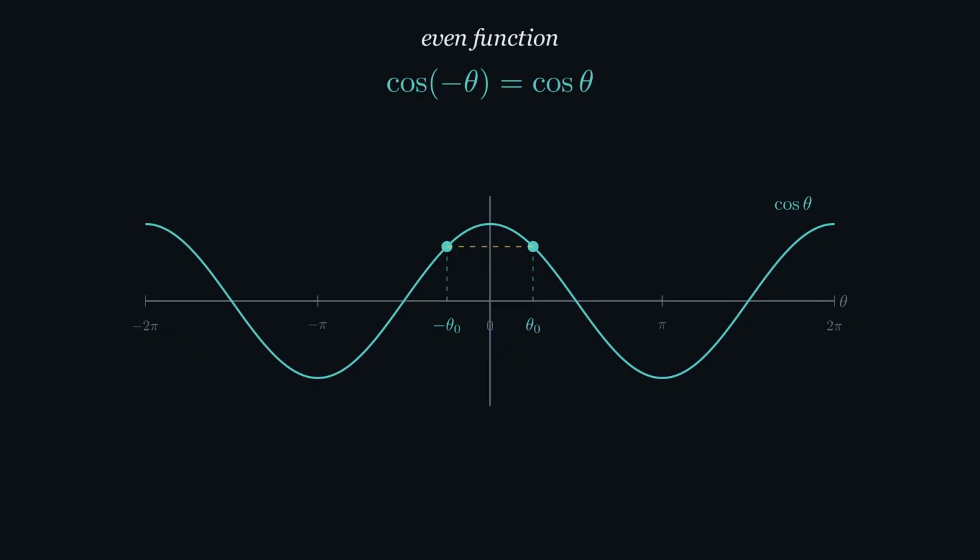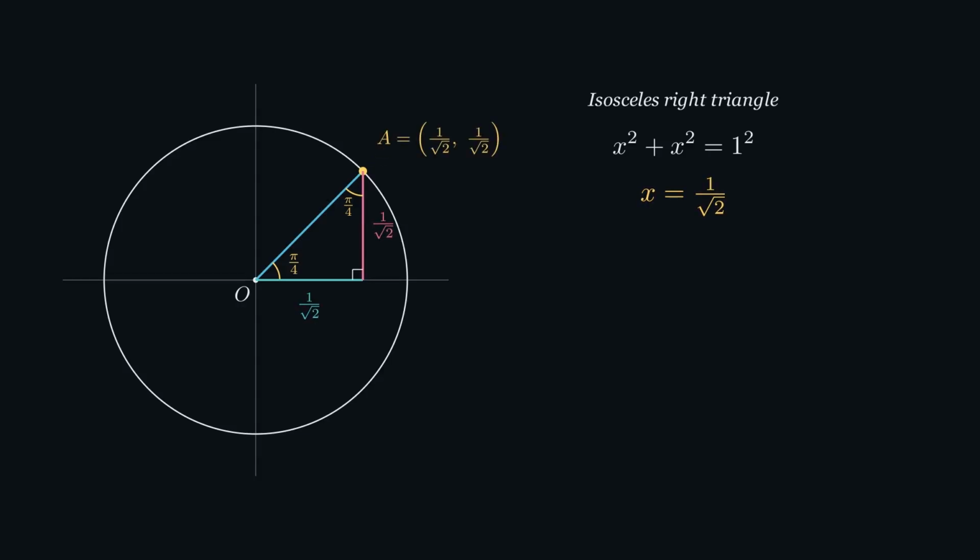Now we can move on to our special triangles. The first is theta equals pi on 4 radians. Hence, the other angle in the triangle must also be pi on 4, so it follows that the triangle is isosceles. In this case, solving through Pythagoras' theorem tells us that the side lengths are 1 on square root 2. Hence, the coordinates of our point A are 1 on square root 2, 1 on square root 2. So it follows that sine theta equals cos theta equals 1 on square root 2.